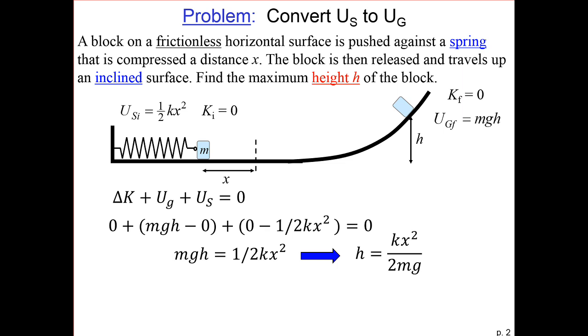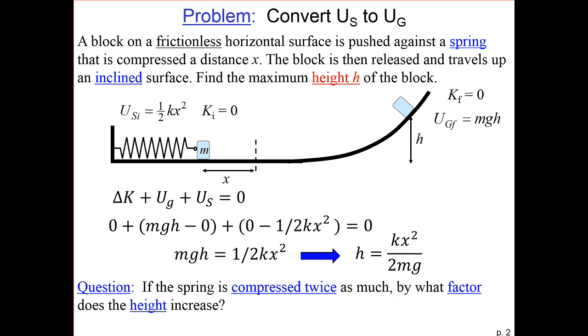Plugging this in, we get that height is equal to kx squared divided by 2 times the mass times the gravitational acceleration. That means that the height is proportional to the spring constant and proportional to the square of the spring displacement. This should make sense. The stronger the spring, the higher it goes, and the more you pull it back, the higher it goes. On the other hand, the height is inversely proportional to the mass, so the heavier the block, the lower the height that it reaches, since changing the mass doesn't change the spring energy.